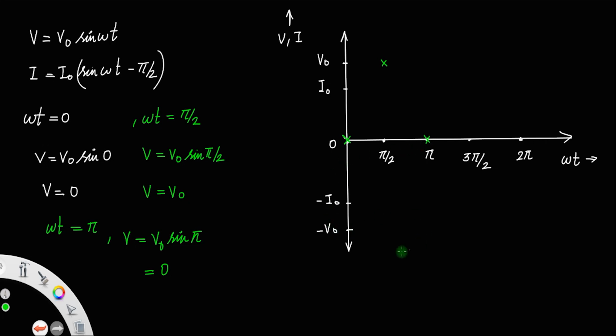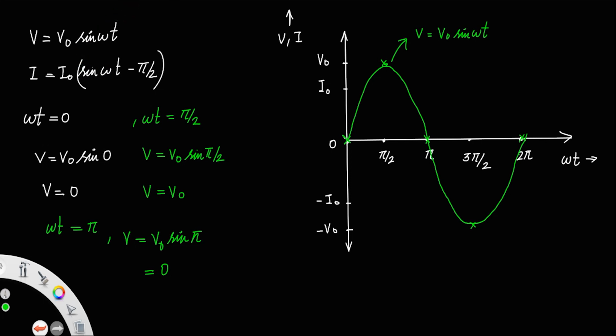Clear? Now, you can continue like this. When omega t equals 3 pi by 2, sine 3 pi by 2 is minus 1, so it will be minus V0. Again at 2 pi, the value becomes 0, that is, sine 2 pi is 0. So the graph of the voltage will be like this. So this represents the graph of voltage, that is, V equal to V0 sine omega t.